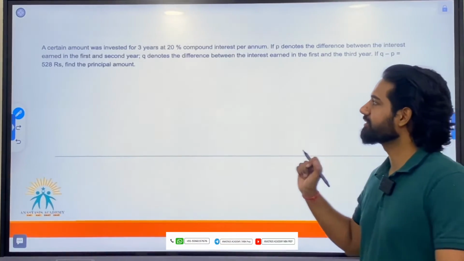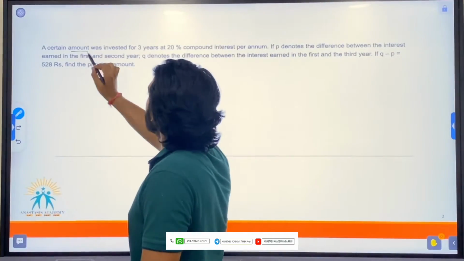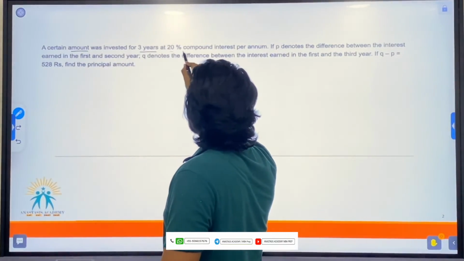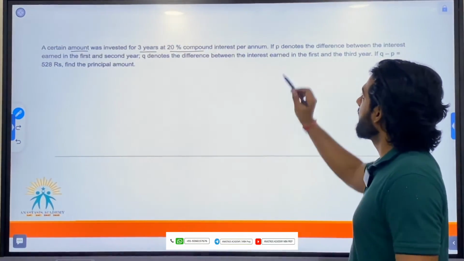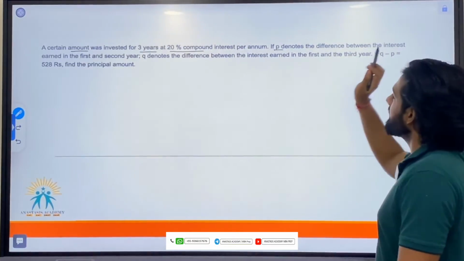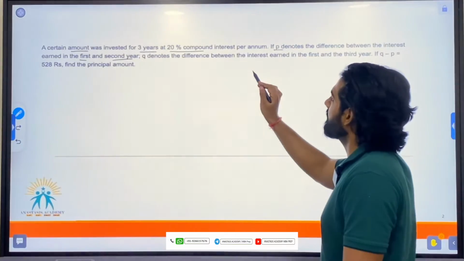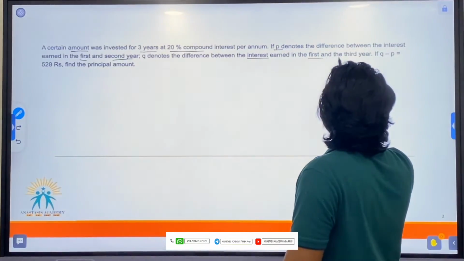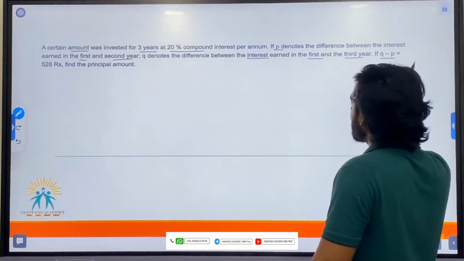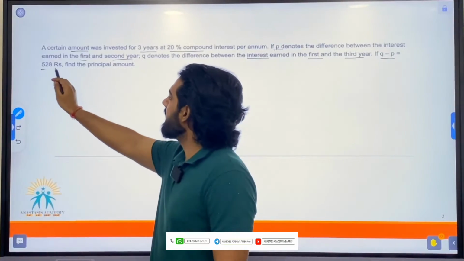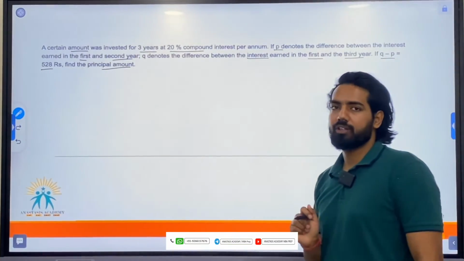Solve this question. A certain amount was invested for 3 years at 20% compound interest per annum. If P denotes the difference between the interest earned in first and second year, and Q denotes the difference between interest earned in first and third year, and this difference is given as rupee 528, then find the principal amount.